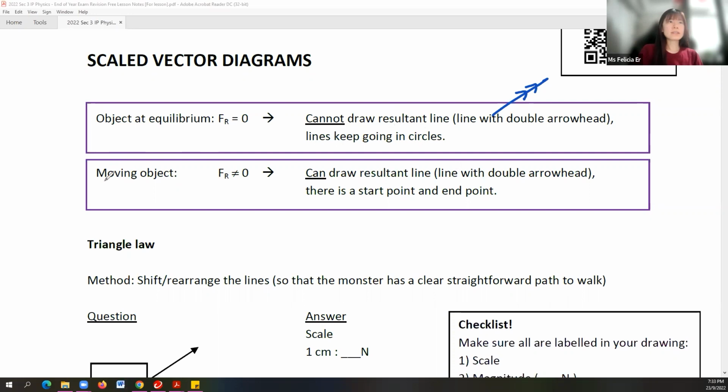Next, if the object is moving, that means there is a resultant force, right? Maybe the force is greater towards a certain direction. So yes, you can draw the resultant line, which is this line over here. You will realize that there is a starting point and an ending point for you to link the resultant line. Right now I'm going to introduce to you the two methods to draw it.